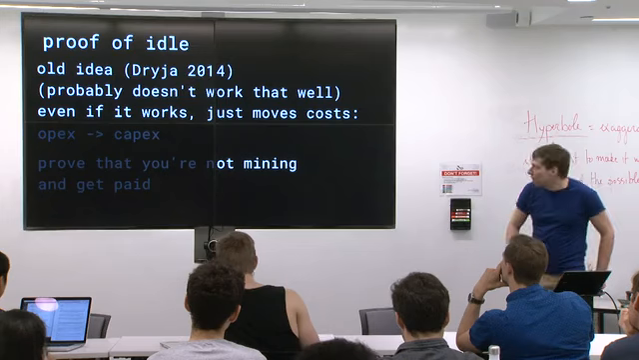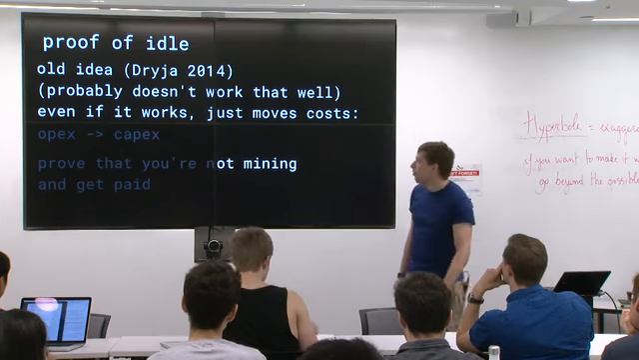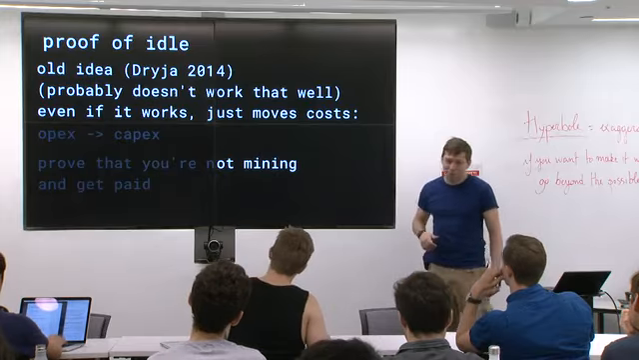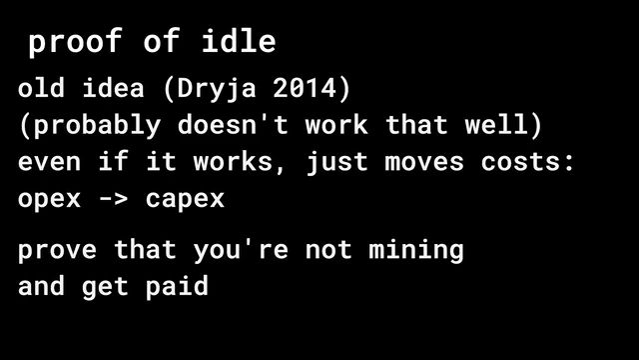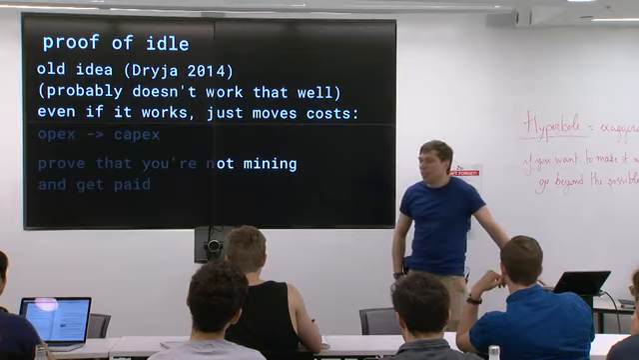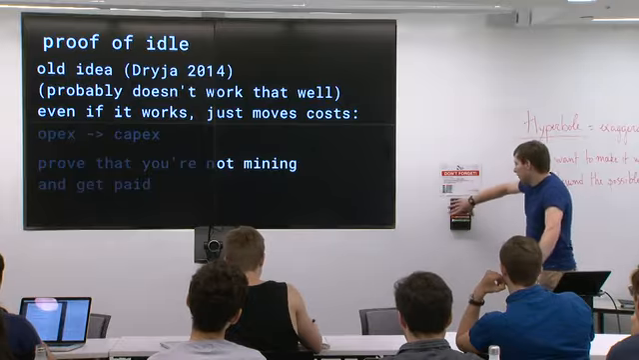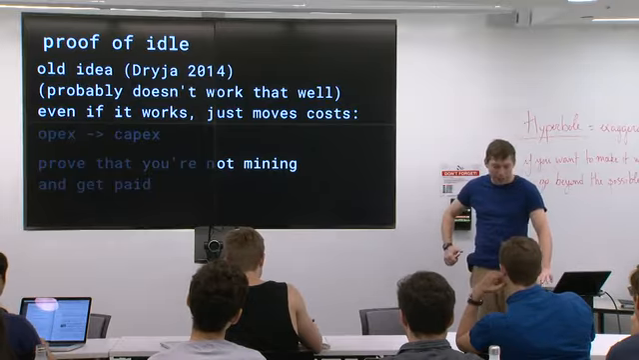Okay, last one that's fun. Proof of idle. It's an old idea that I wrote up almost 4 years ago. It probably doesn't actually work that well, but a lot of these things don't work that well. Even if it works, it would just move the costs from OpEx to CapEx. But what you do is you prove that you're not mining and you get paid. And the other fun thing about this is it sort of led to some of the ideas in Lightning Network.